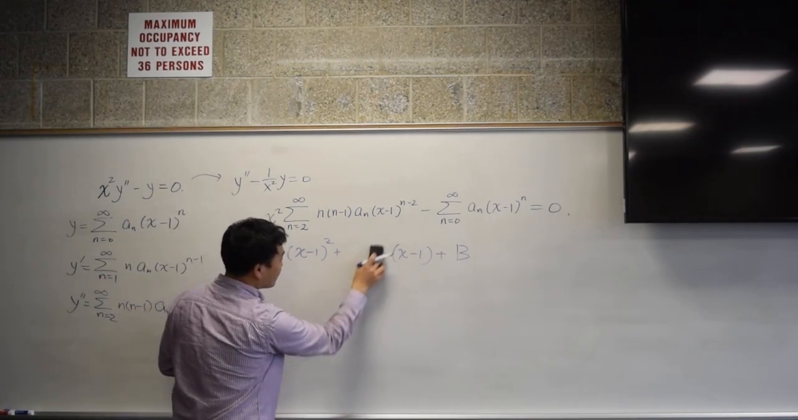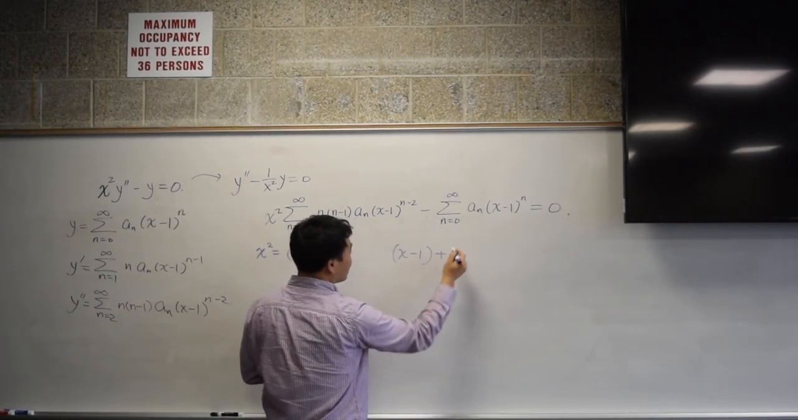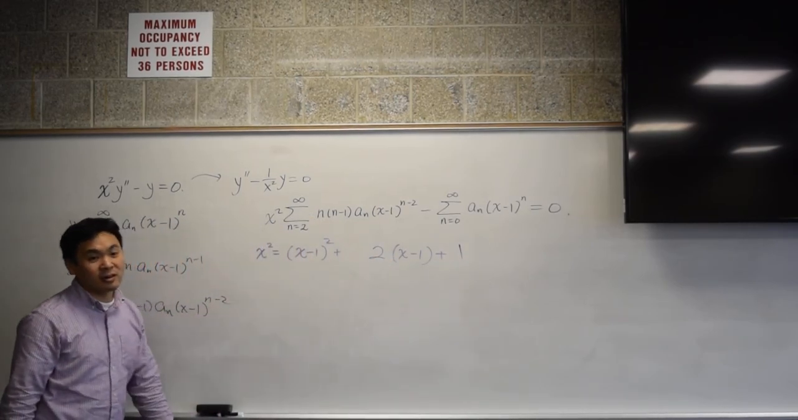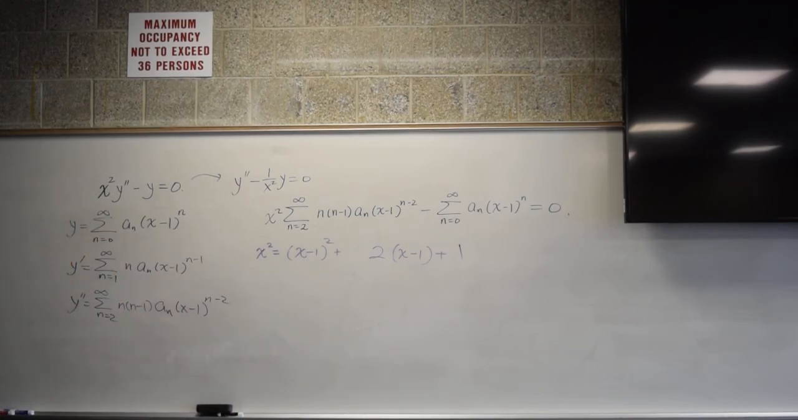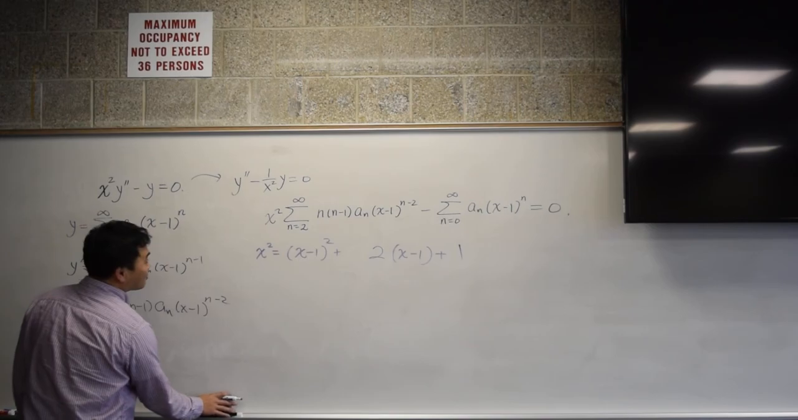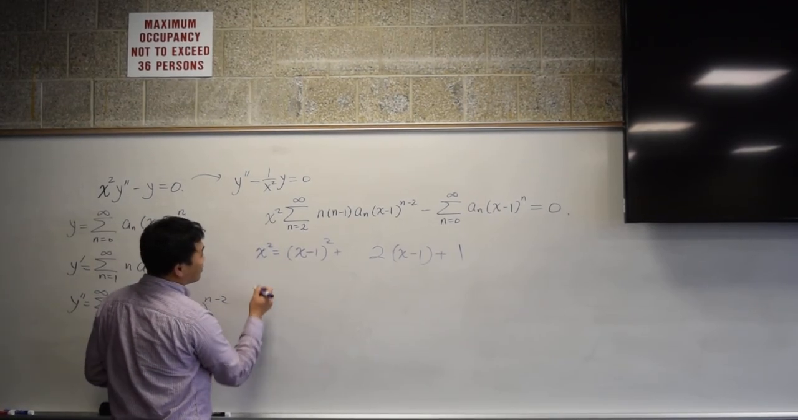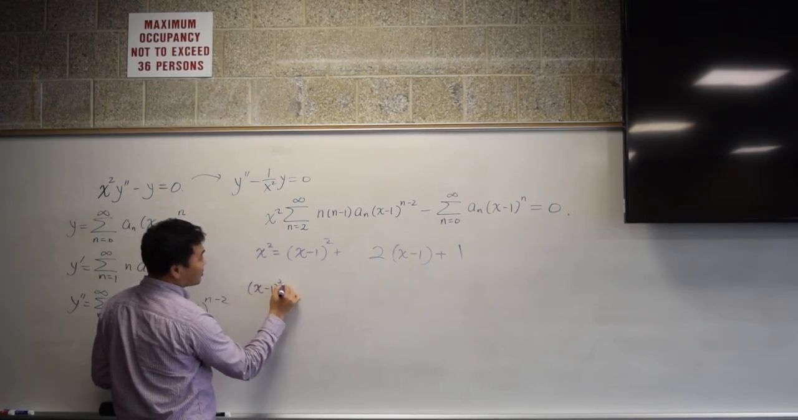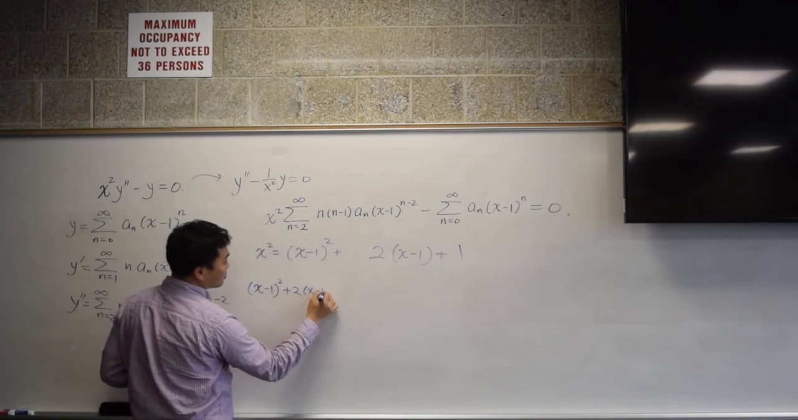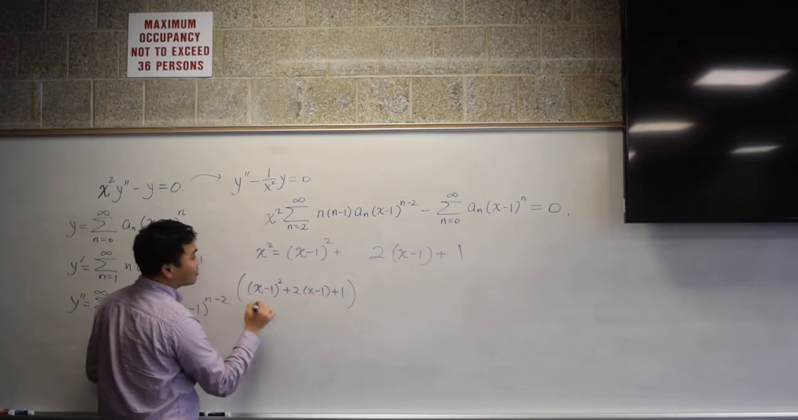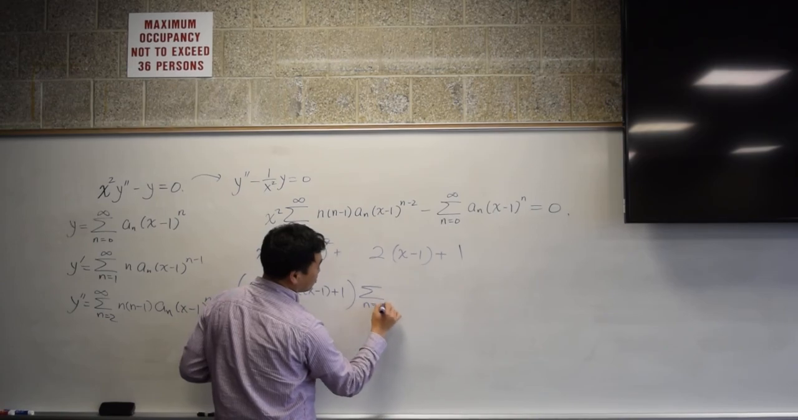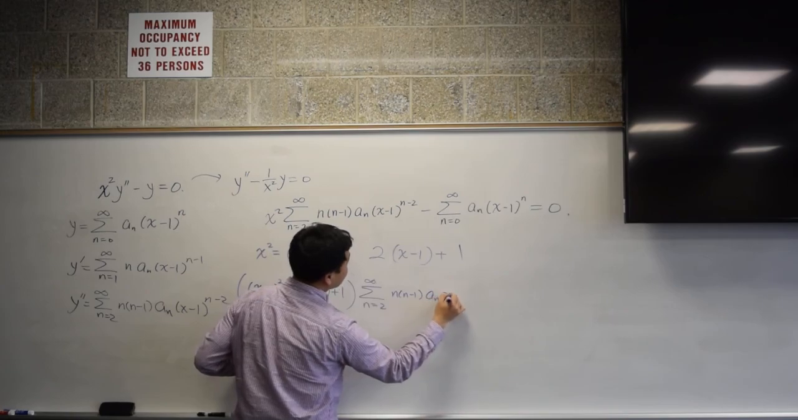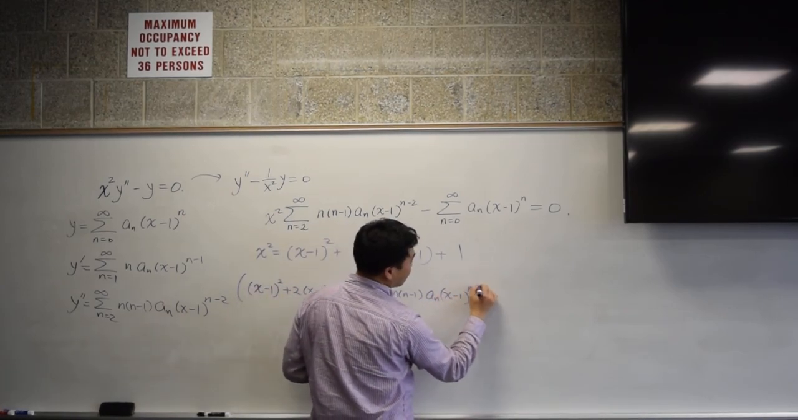And after that, just verify that what you wrote does hold true by expanding everything and simplifying. Okay, all right, so we got that. And I like it because now I can rewrite this as (x minus 1) squared plus 2 times (x minus 1) plus 1, times the sum from n equals 2 to infinity of n(n minus 1) a_n (x minus 1)^(n minus 2).